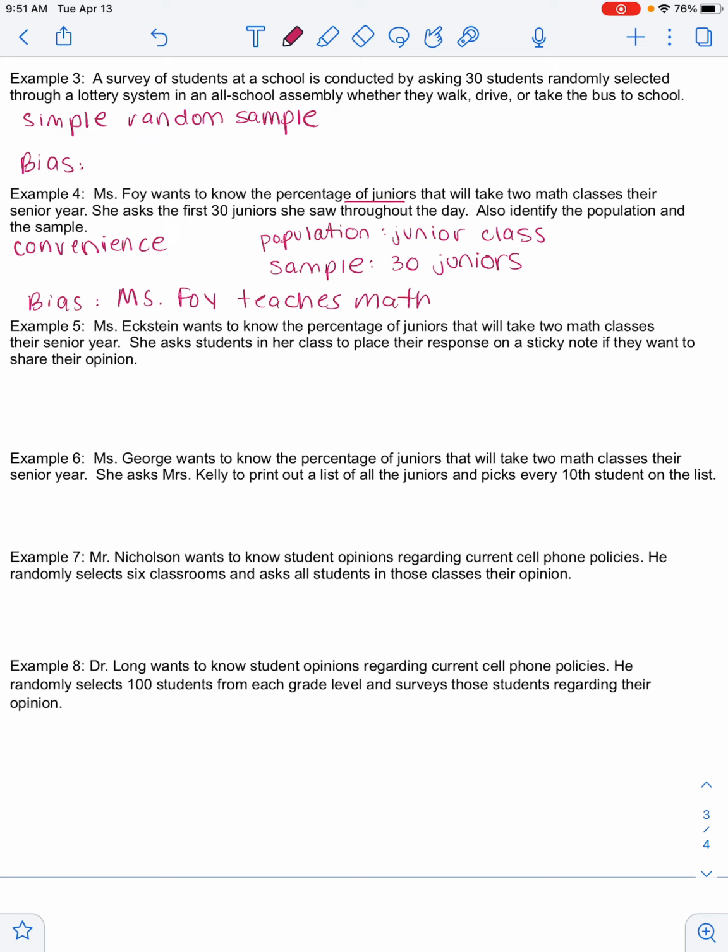So the first 30 that she sees might be in her math class, and then also they might know that she teaches math and so might want to give a different answer.